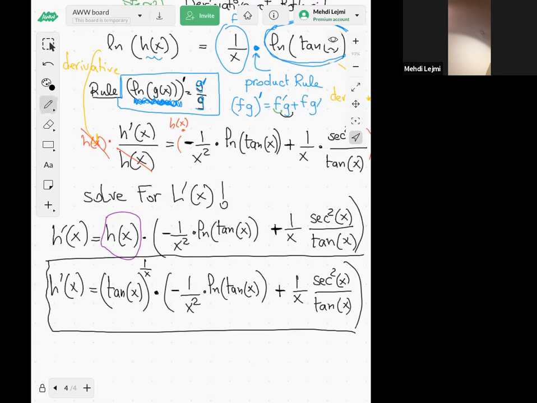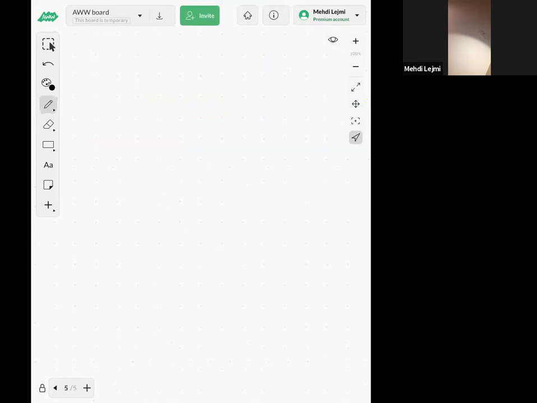Okay, so here we have to solve, of course, for h prime of x. Any question, guys? Okay, no questions. Then let's do the next one, the cosine of x to the power x. So I'm gonna move to the next page again. Number 2.